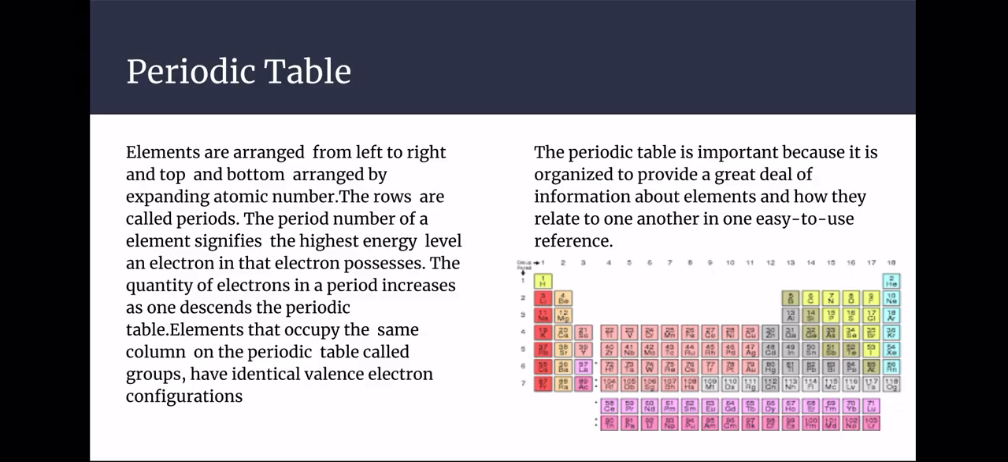Elements that occupy the same column on a periodic table are called groups, and they have identical valence electron configurations. The periodic table is important because it is organized to provide a great deal of information about elements and how they relate to one another in one easy-to-use reference.